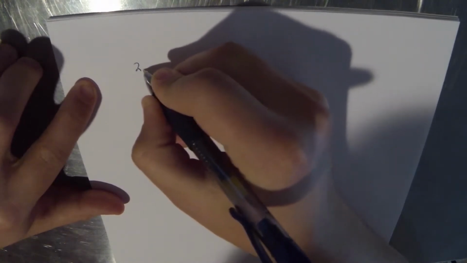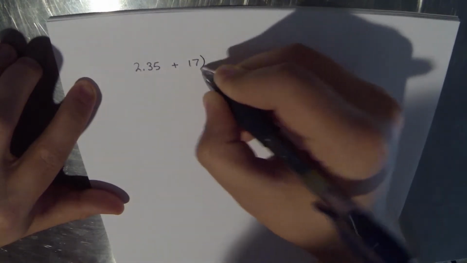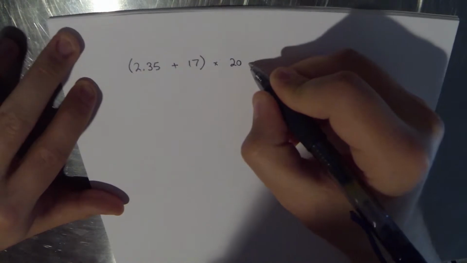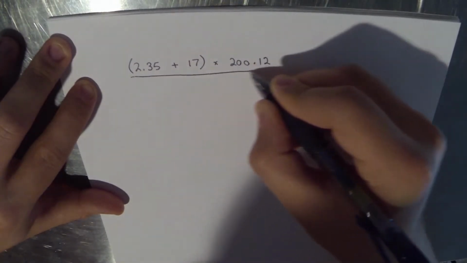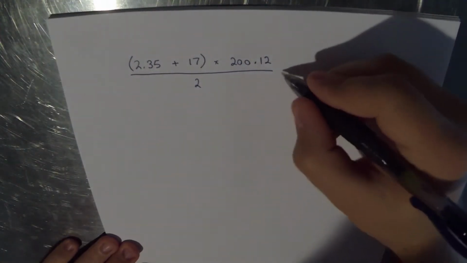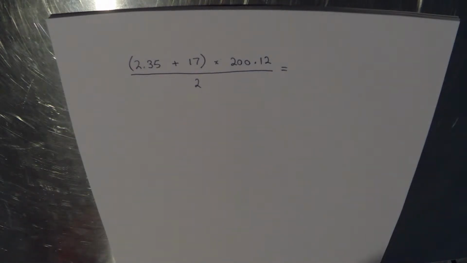So let's say we do, hopefully you can see this, 2.35 plus 17 in parentheses multiplied by 200.12, all of this divided by 2. So let's first go through this. I happen to have done this earlier, so I'm just going to go ahead and give you the answer, and then we will talk about what the sig figs of that answer should be.